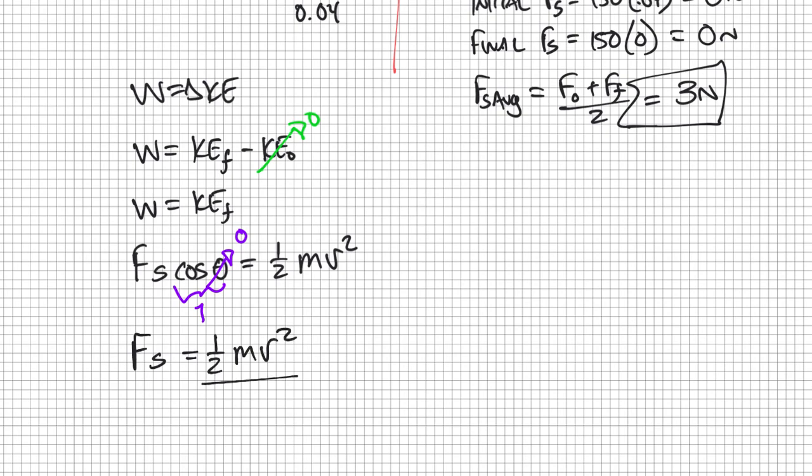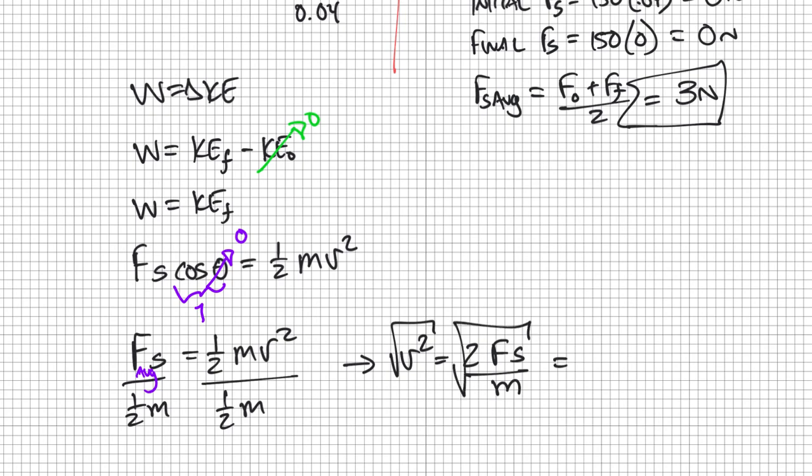So what am I going to do over here? I'm going to divide by 1/2 m on both sides. Again, this would be my average force for the entire time. And that gives v squared equals 2 times force times displacement divided by m. And then we're going to square root both sides. So the velocity equals the square root of 2 times my average force times my displacement divided by my mass.